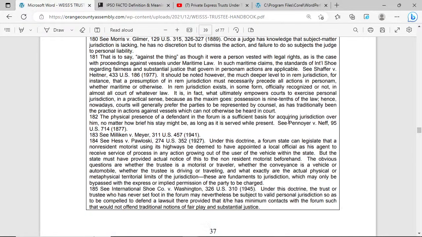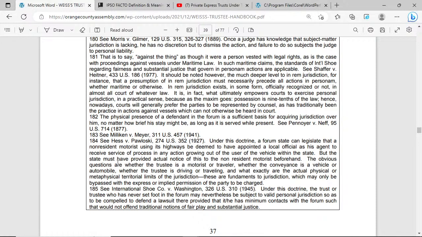184. Under this doctrine, a forum state can legislate that a non-resident motorist using its highways be deemed to have appointed a local official as its agent to receive service of process in any action growing out of the use of his vehicle. This is a public term. Motor vehicle. It's a public term. But just understand that. But the state must have provided actual notice of this to the non-resident motorist beforehand.